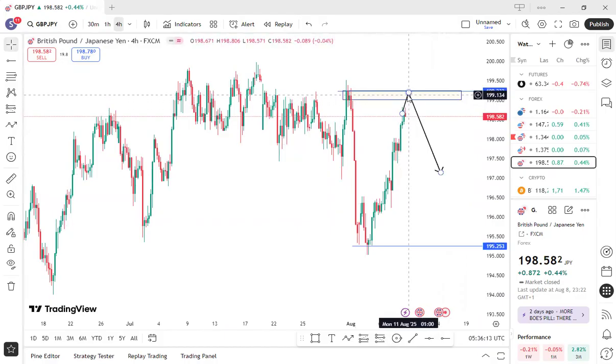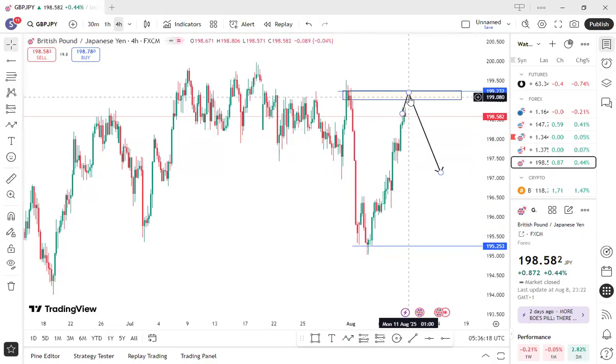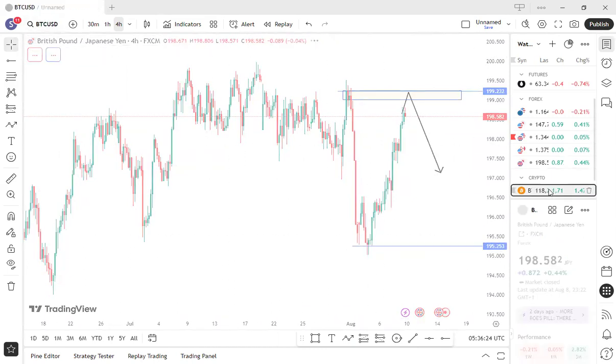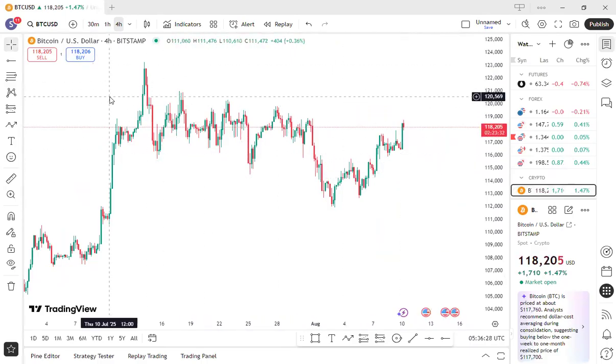But this is always a key zone that always reacts to price. So price always rejects here because the sellers are massive at this key zone. So once price approaches here, sellers will also be massive as well. So this is GBP JPY, and I'll be going down to BTC. So this is currently BTC on the 4 hours time frame.